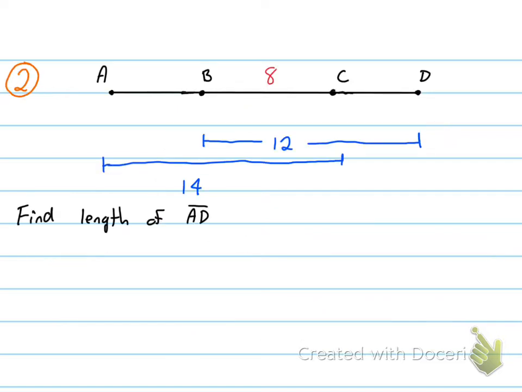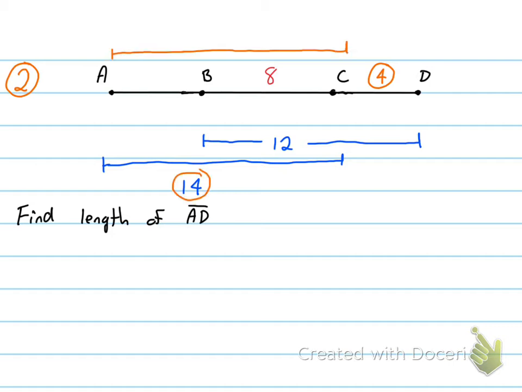In our next example, I want to find the length of AD. So I'm given bits and pieces of this, but I want to figure out what the whole segment equals. I can't do 14 plus 12 because those are overlapping. So here's what I'm going to do. I need to find out what CD is. I know that BD equals 12 and BC equals 8. So the leftover segment, 12 minus 8, gives us 4.